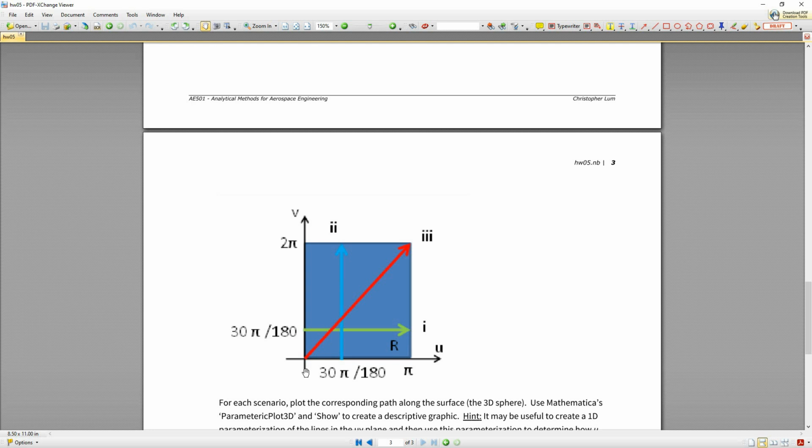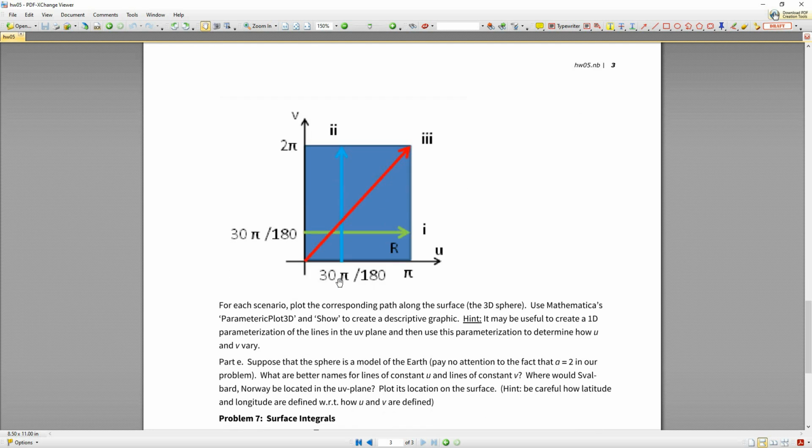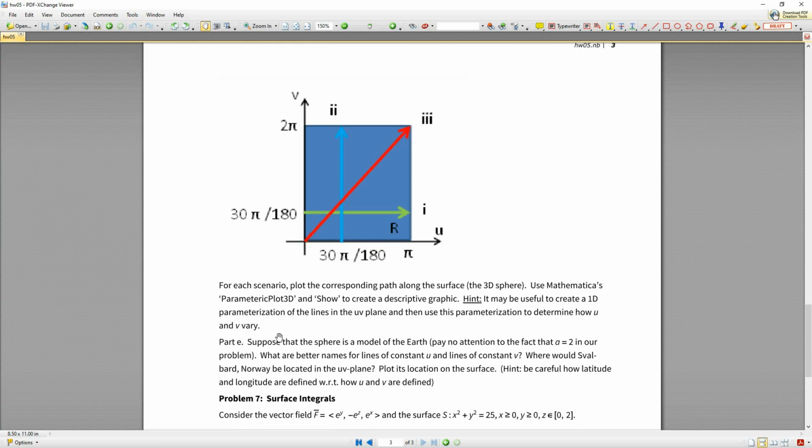And then the last one, part III, is just go along this red curve in the UV plane. And I'd like you to plot and visualize what the path along the surface looks like in these three cases, okay? I'll let everyone think about that.